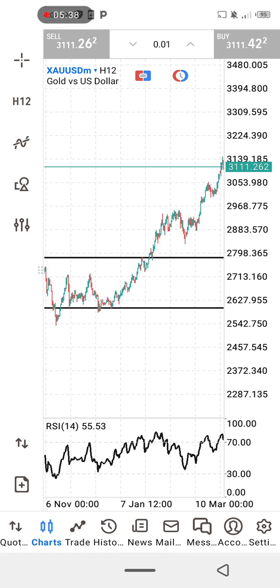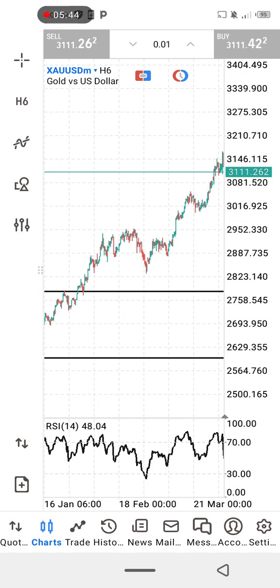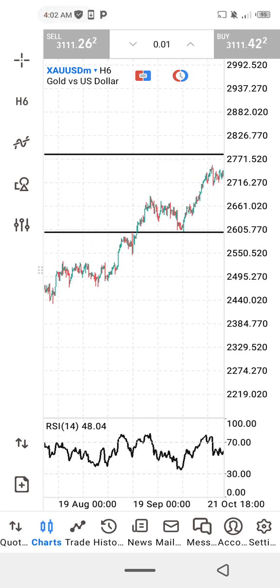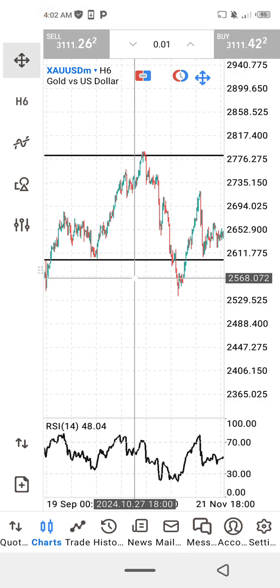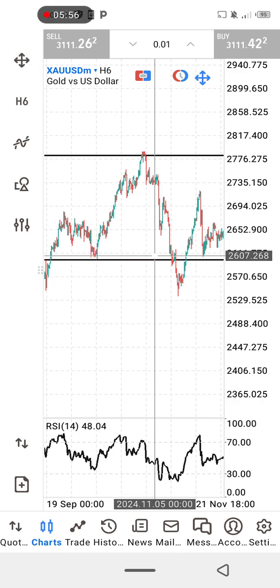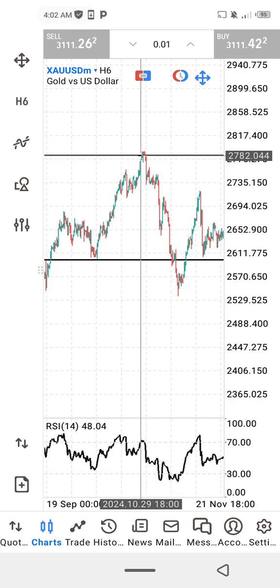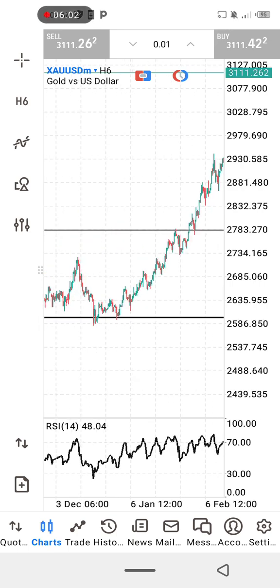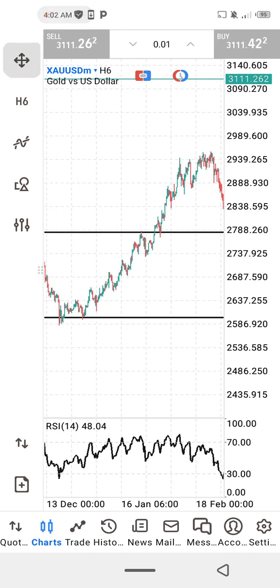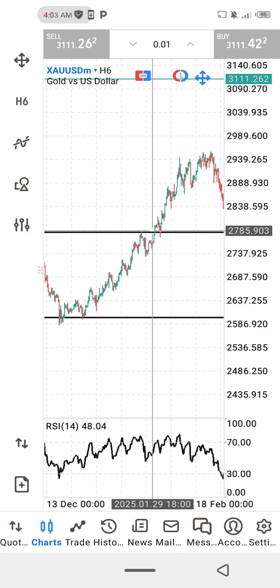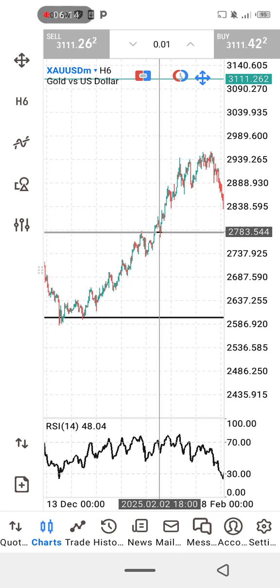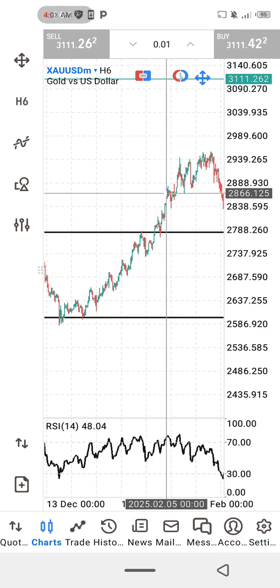We're going to move to a smaller time frame, let's say the 6 hour time frame. On the 6 hour time frame, you can see how neat our support and resistance levels look. This is a support level, here is a resistance level, and here, if you notice, there was a breakout and there was a retest to this zone. There was also a breakout, showing that this is a resistance level.